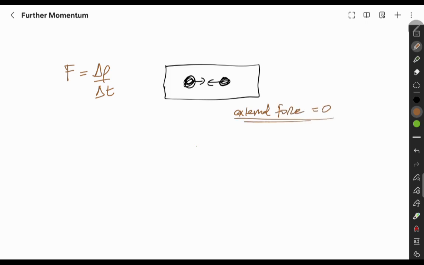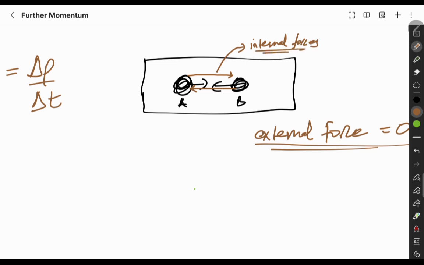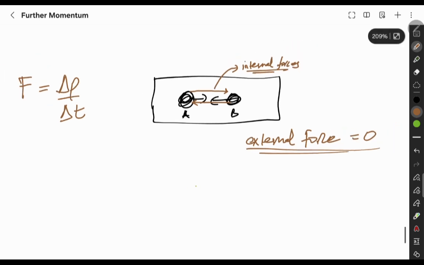There are internal forces, which would be, let's say this is sphere A, this is sphere B, the force that sphere A exerts on sphere B, and the force that sphere B exerts on sphere A. There are these internal forces present, but these internal forces are in the system and they cancel each other out when we consider the system as a whole.